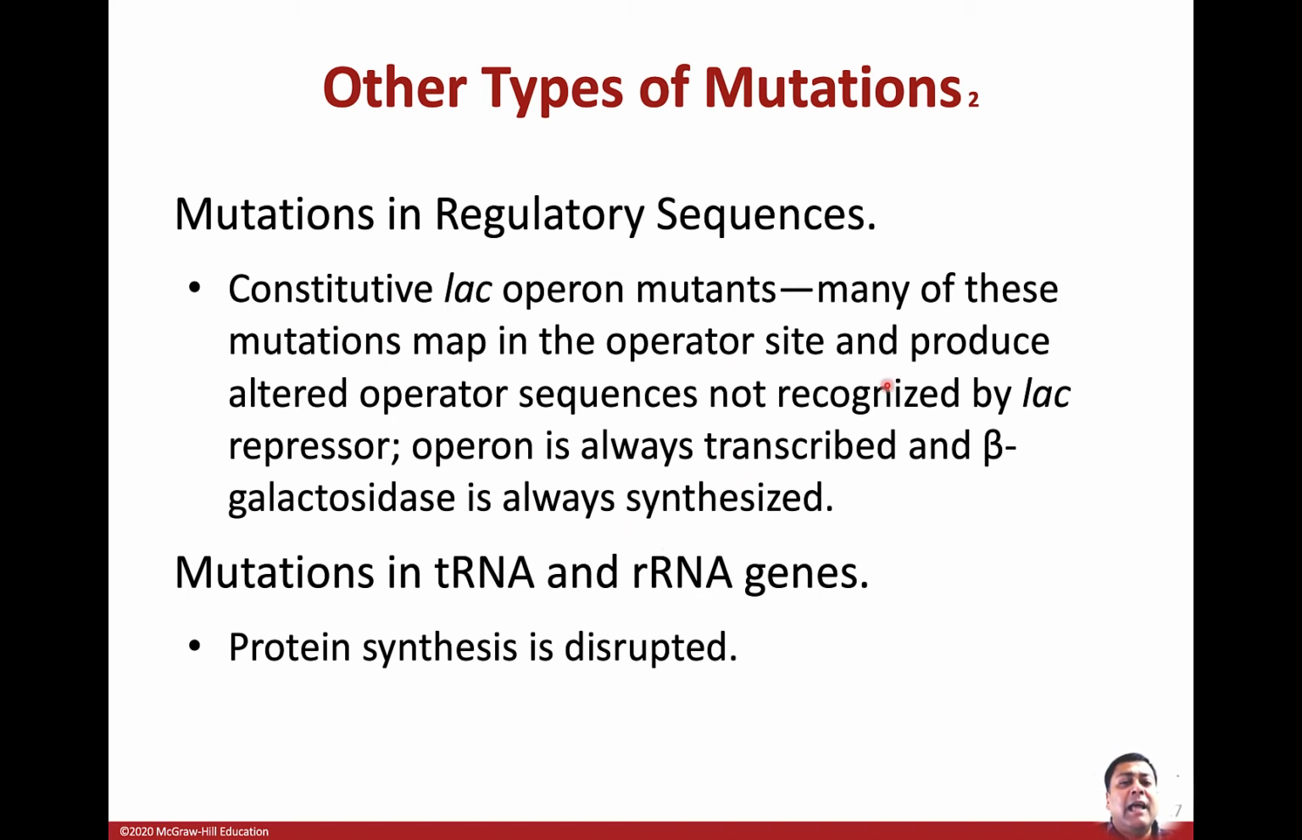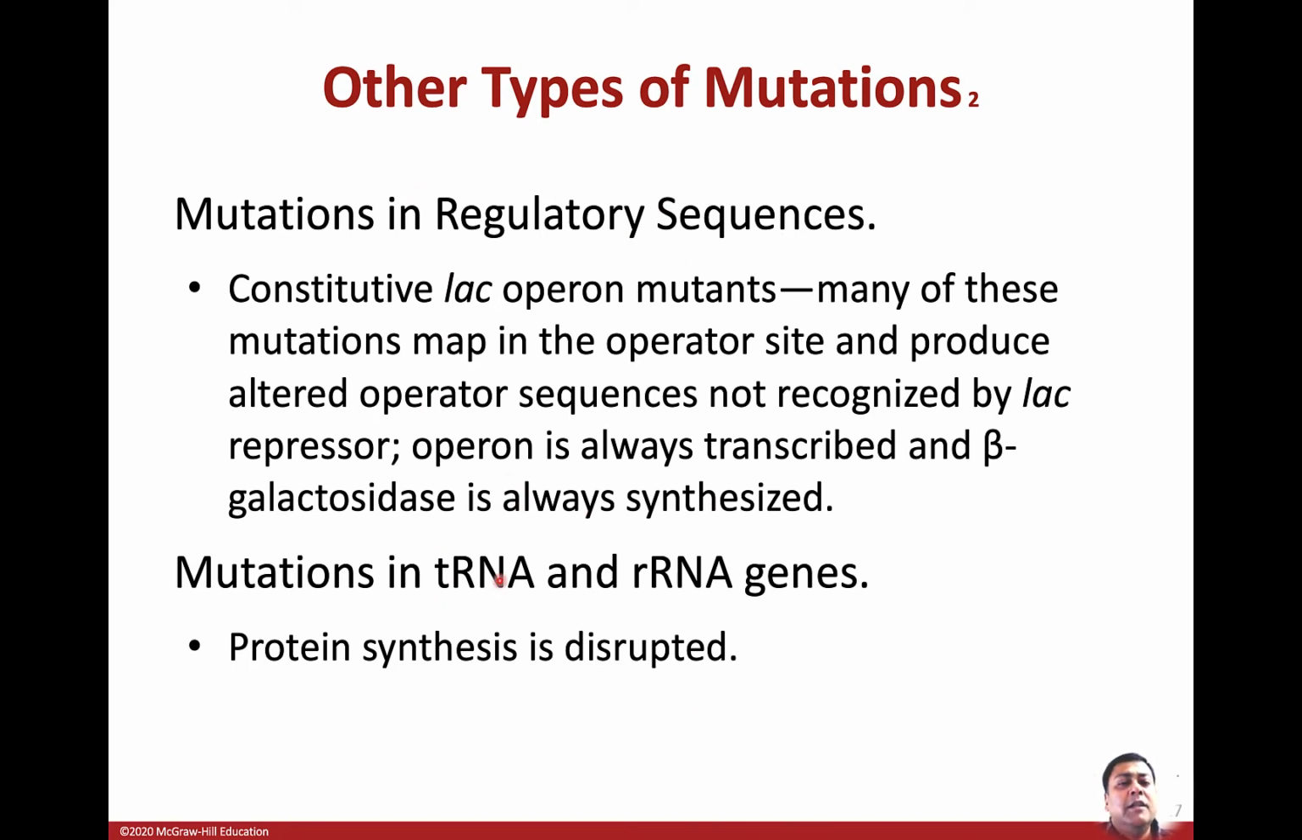That means the lac operon is now constantly on, and all the enzymes like beta-galactosidase and permease are produced all the time. Now, this is not the most favorable situation because you are making all these extra mRNAs translated into proteins, which are not needed. It's a wastage of energy by the bacteria, but this can happen as well.